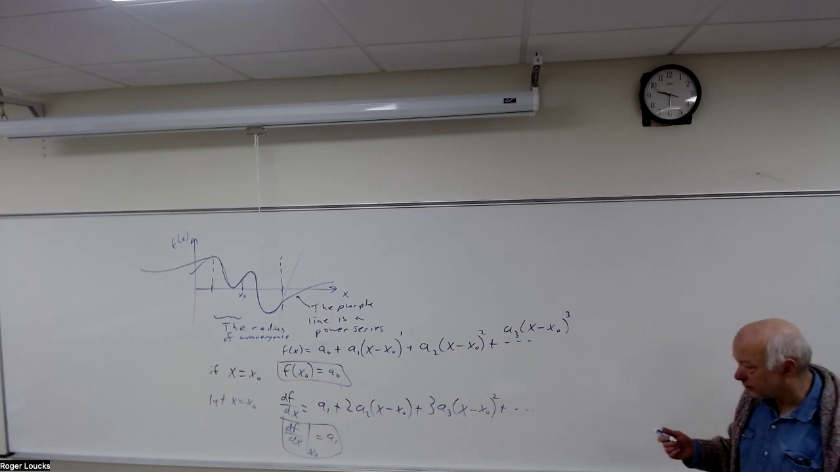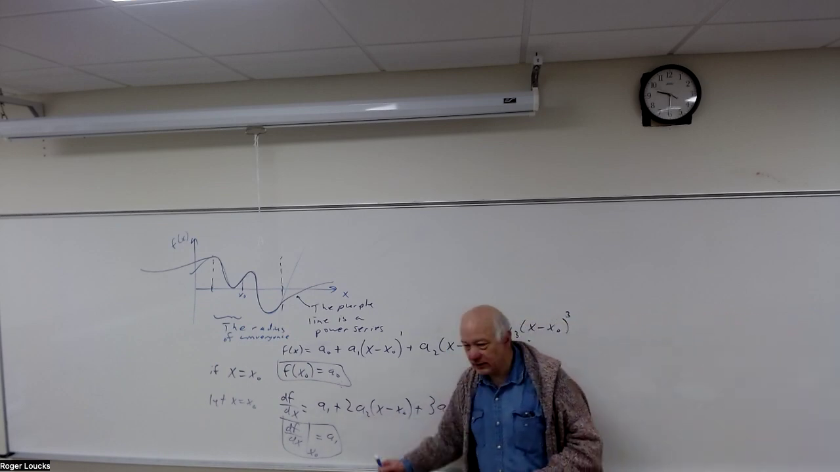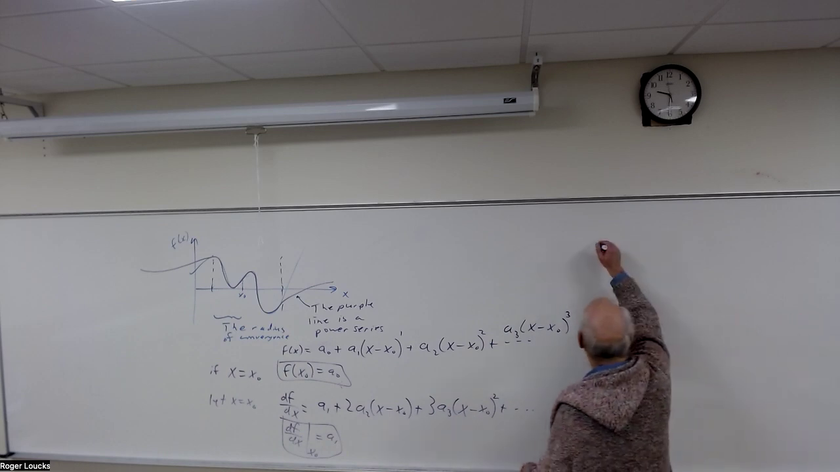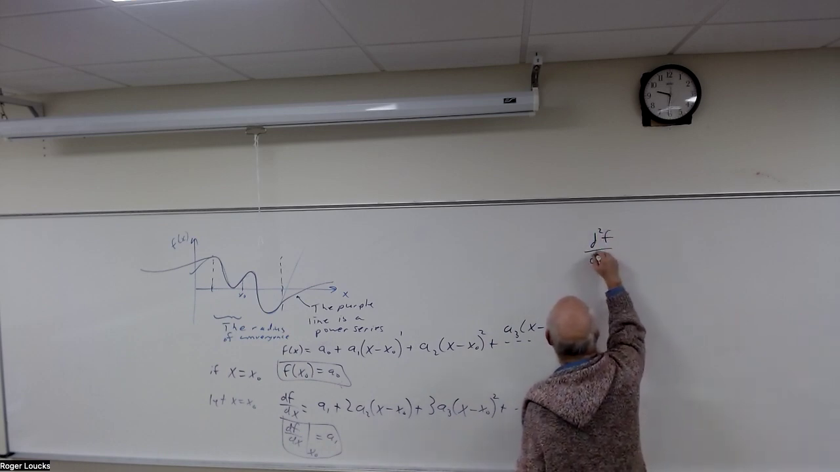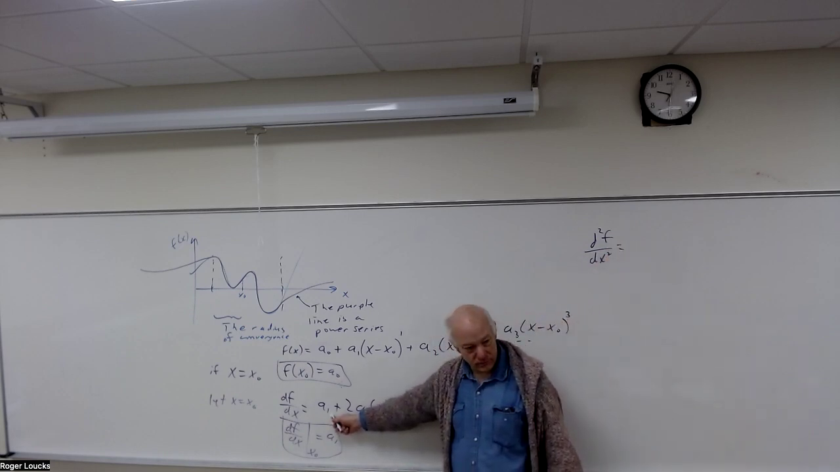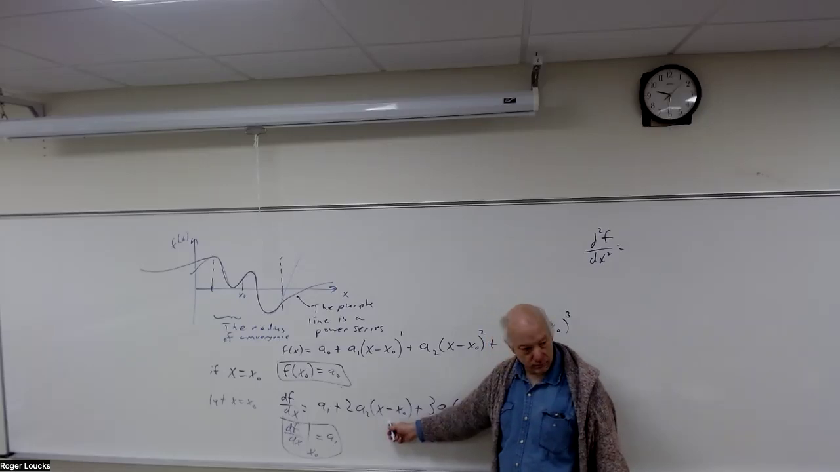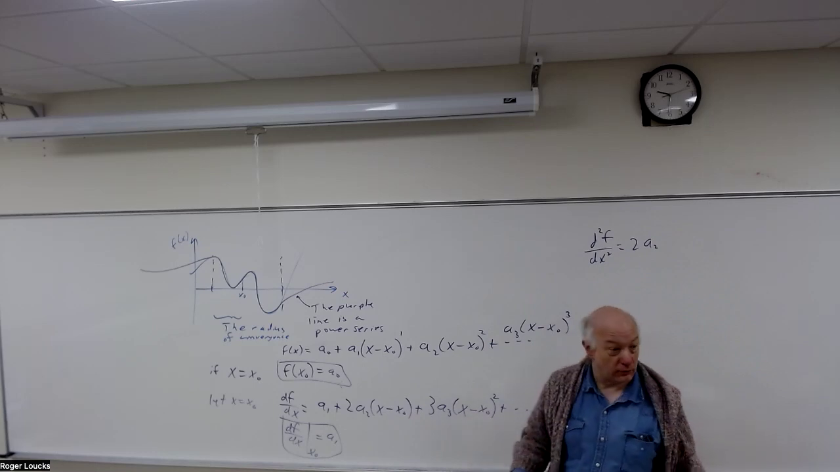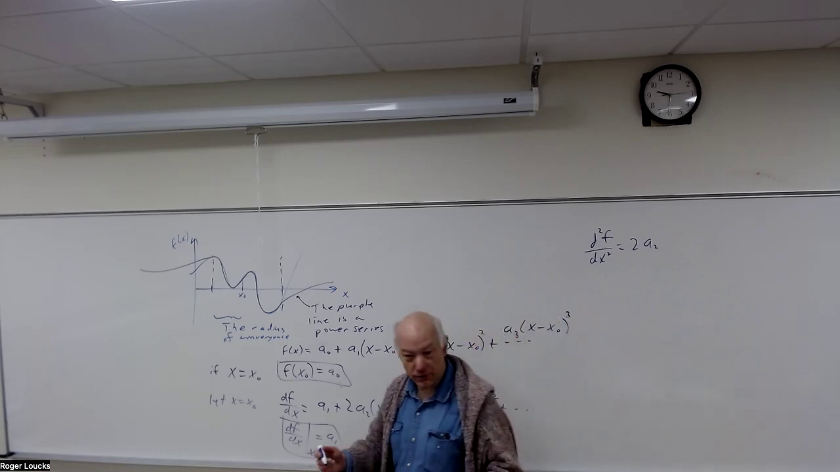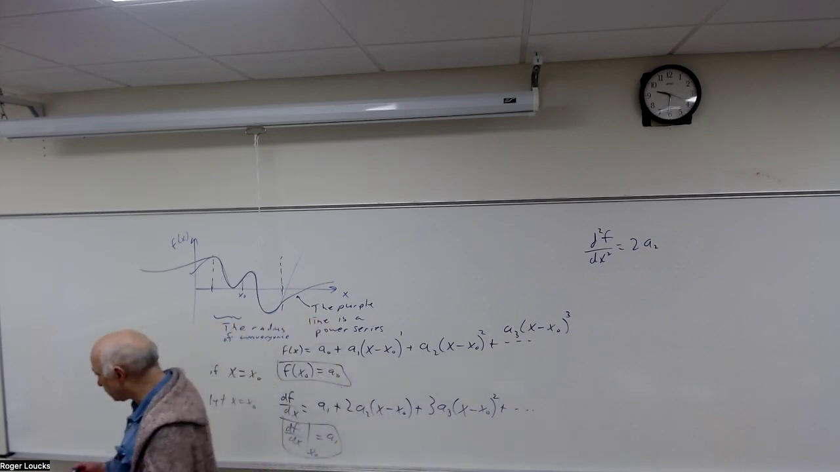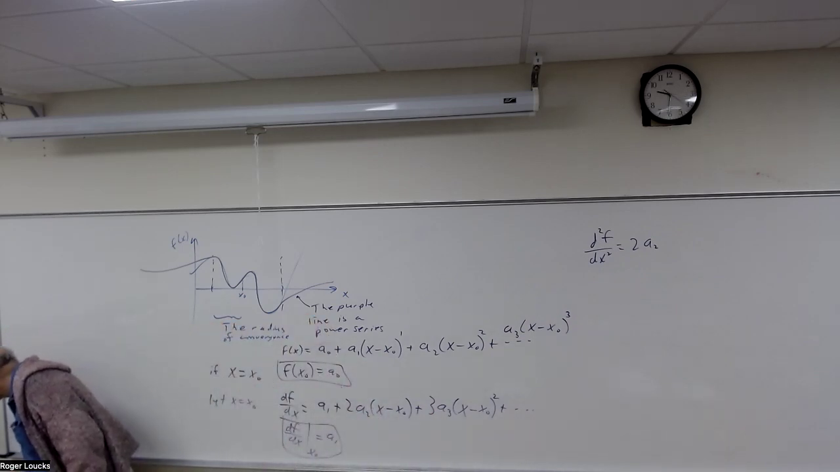Okay, we'll do one more, then we'll see the pattern. I'm going to find a2. Take another derivative. Okay, so take the derivative here. My a1 is 0. This term is 2a2.